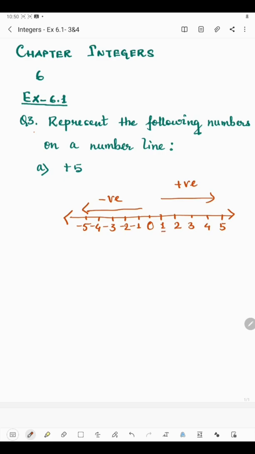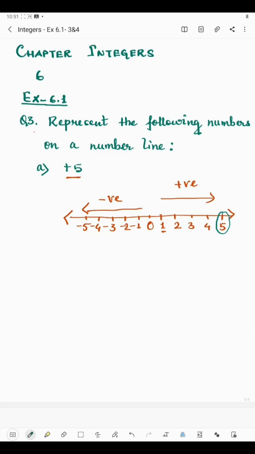And we will have to start from 1, like after 0 is 1, 2, 3 and so on. While writing negative integers, we will start with -1. So after 0 is -1, -2, -3 and so on. Now we have to represent +5. Since it is a positive integer, it will be placed on the right side of 0. Now where is +5 on the number line? Here it is, right? So this way we will represent the numbers on the number line.